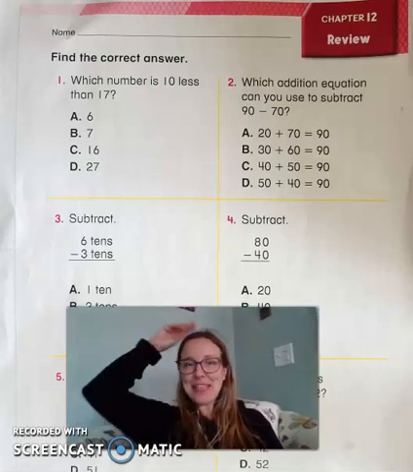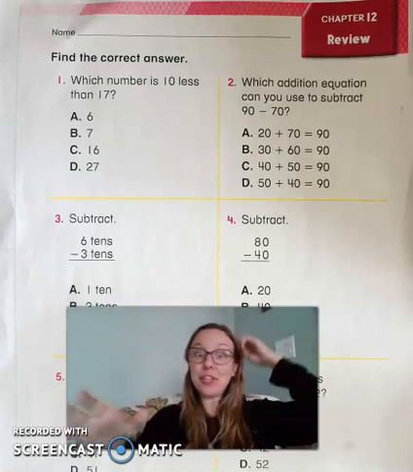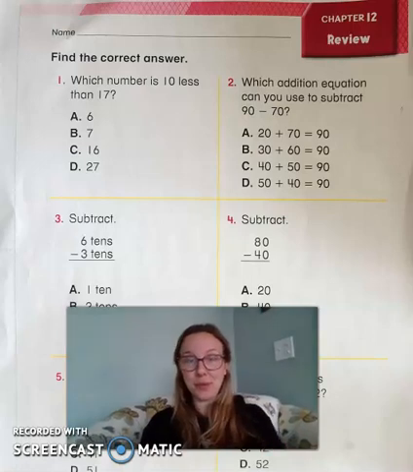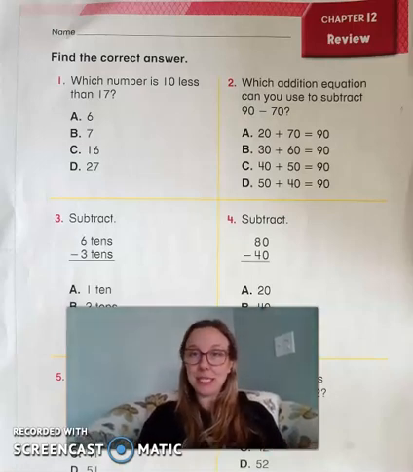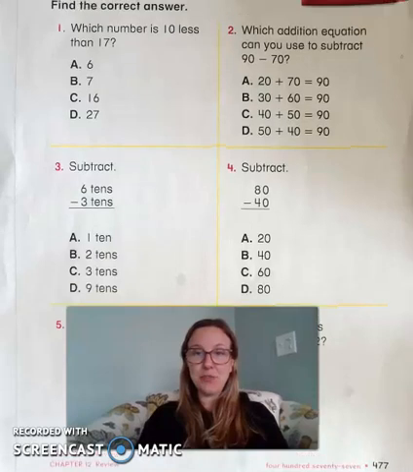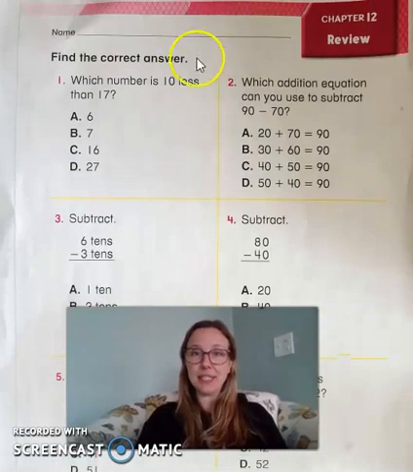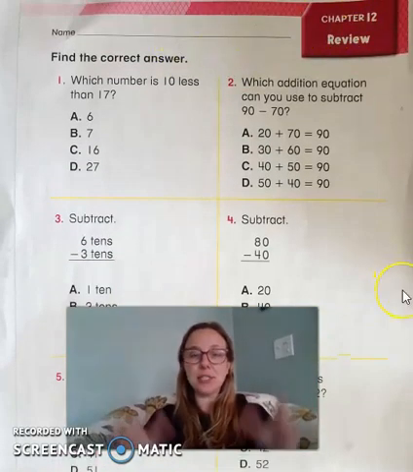Hi friends at home. In this video, I'm going to be going over your Chapter 12 math review with you. This can be found in your math book. It is page 477. It's this pink page at the top.